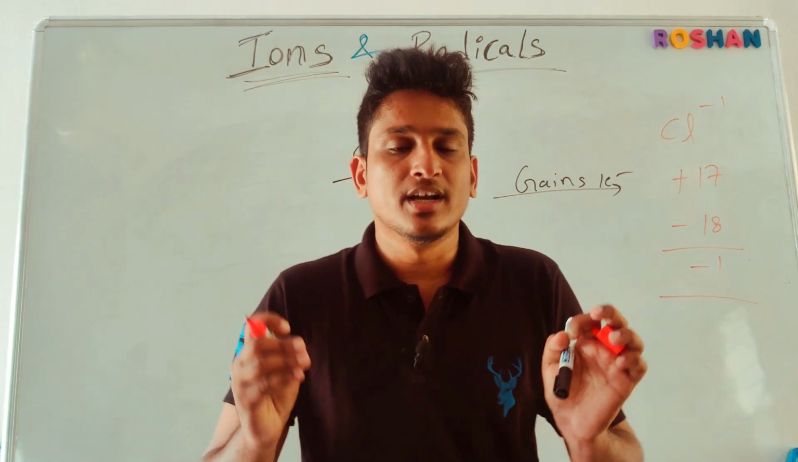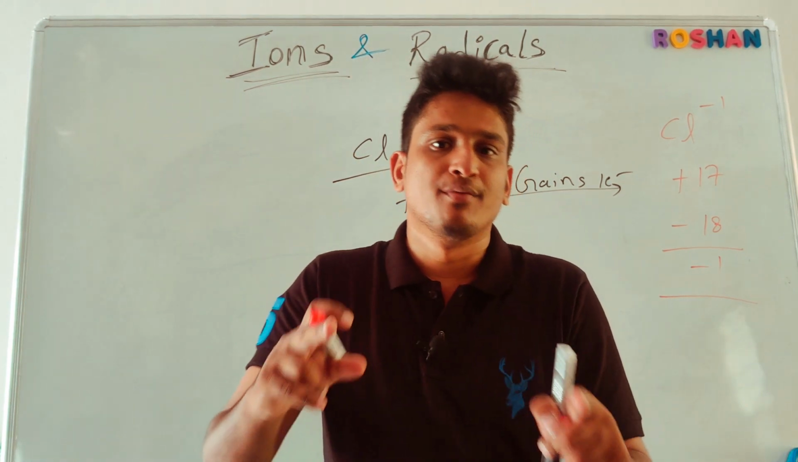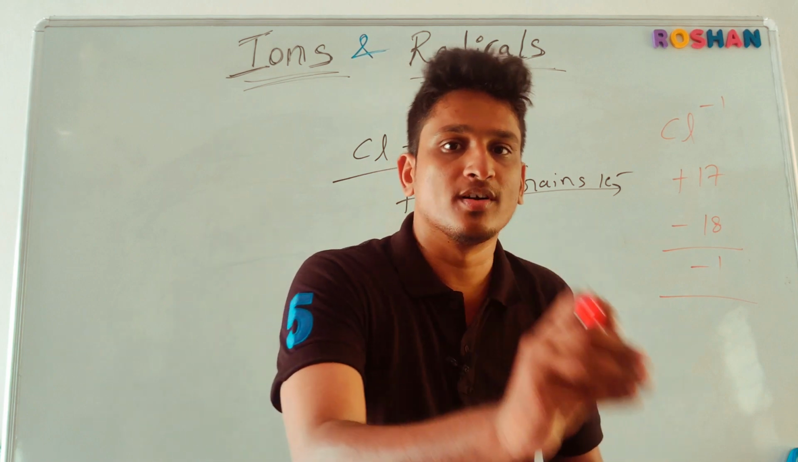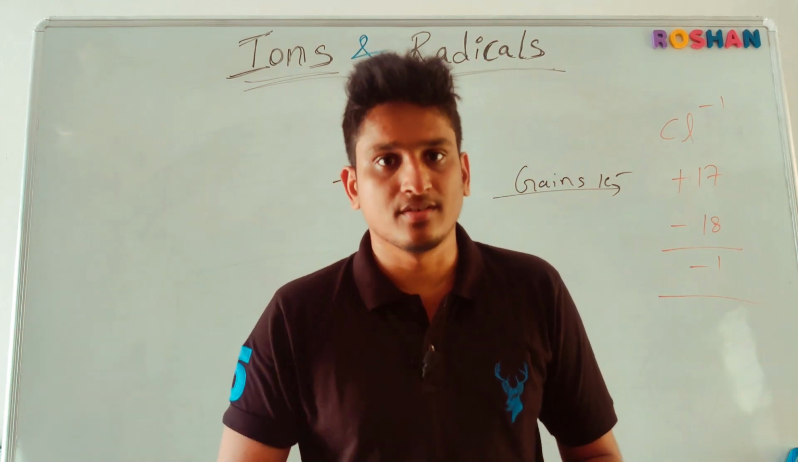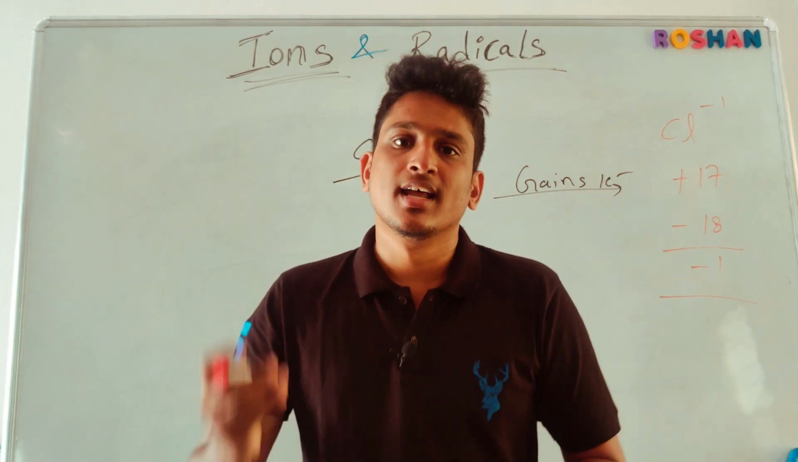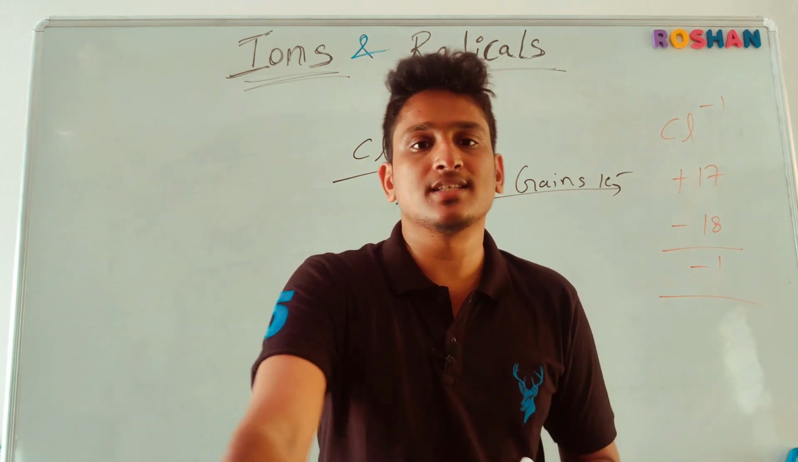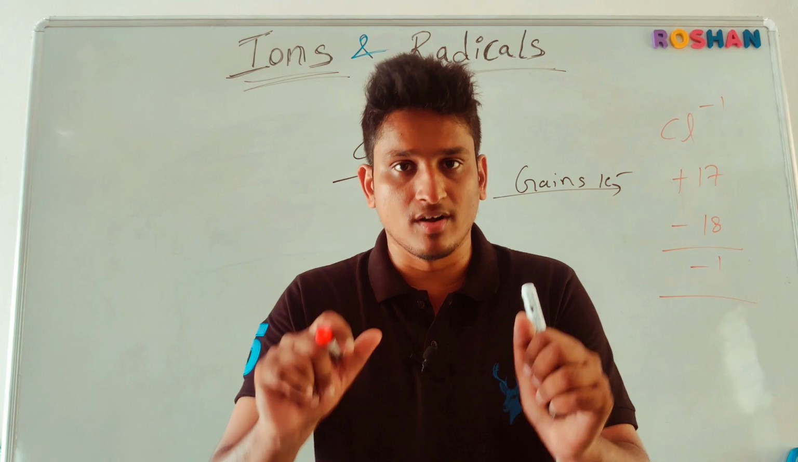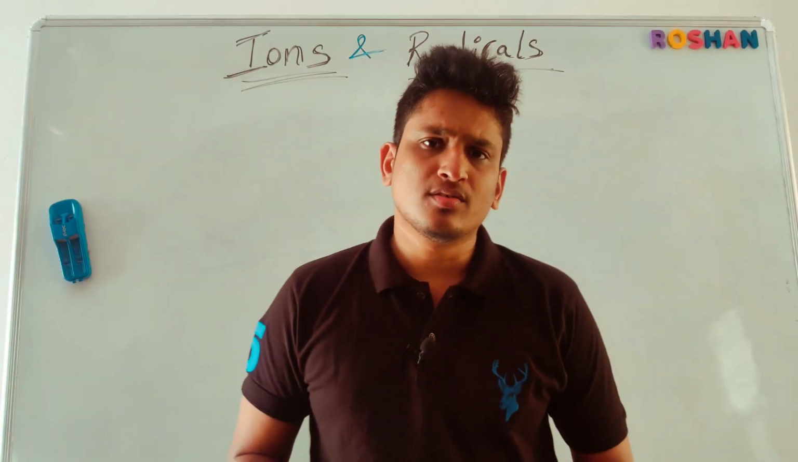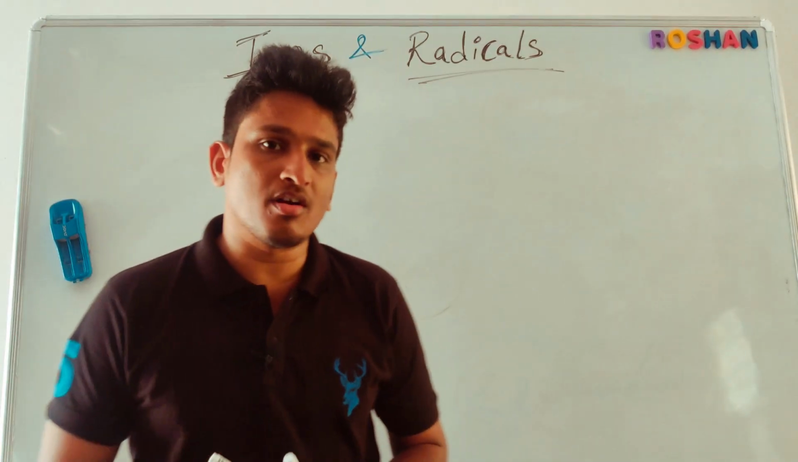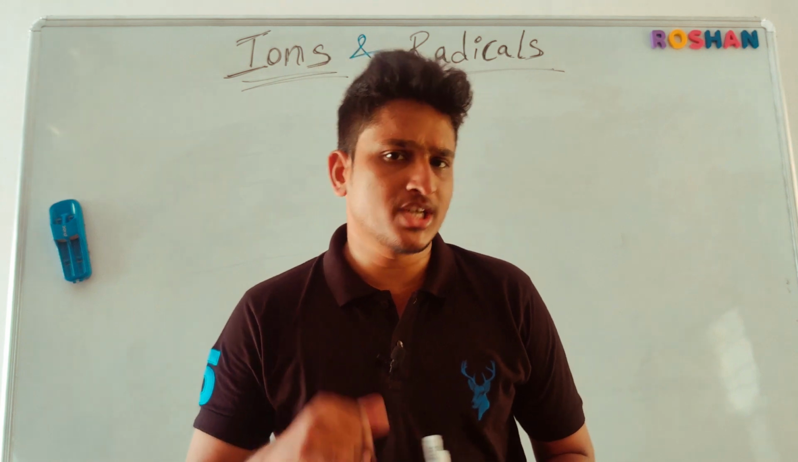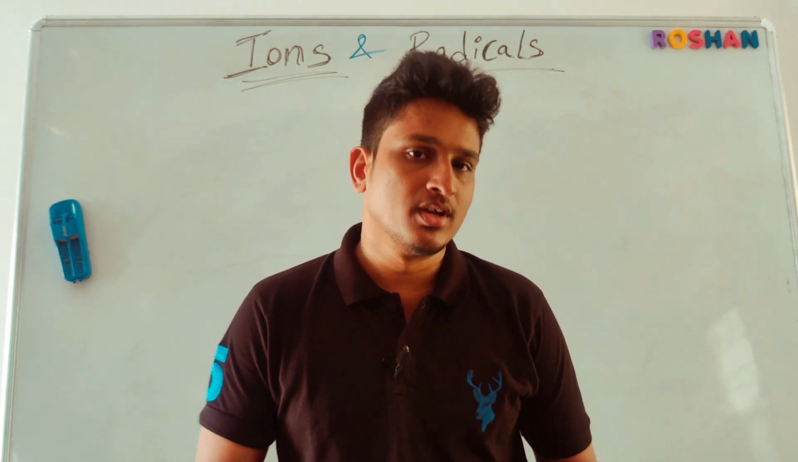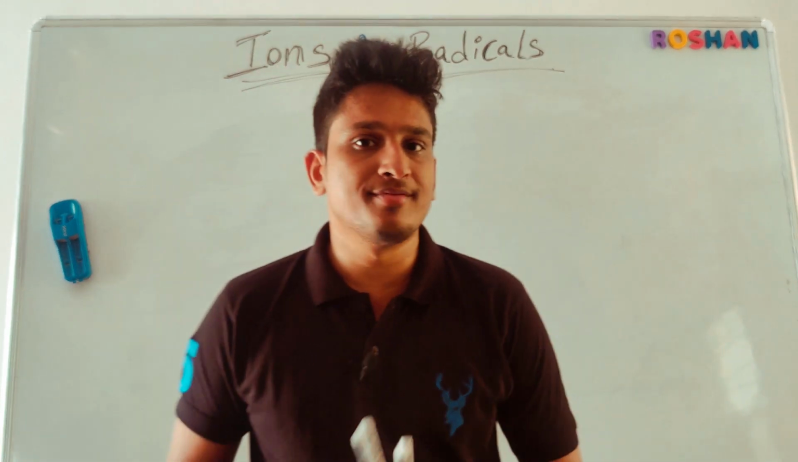So atoms during chemical reactions, when they lose electrons, they become positively charged particles called cations. Atoms, when they gain electrons, become negatively charged particles called anions. I hope you got the clarity about the ions. Now radicals. So students, radicals are also called ions. Then why are they specially called radicals, you know? They are a group of atoms with a charge.